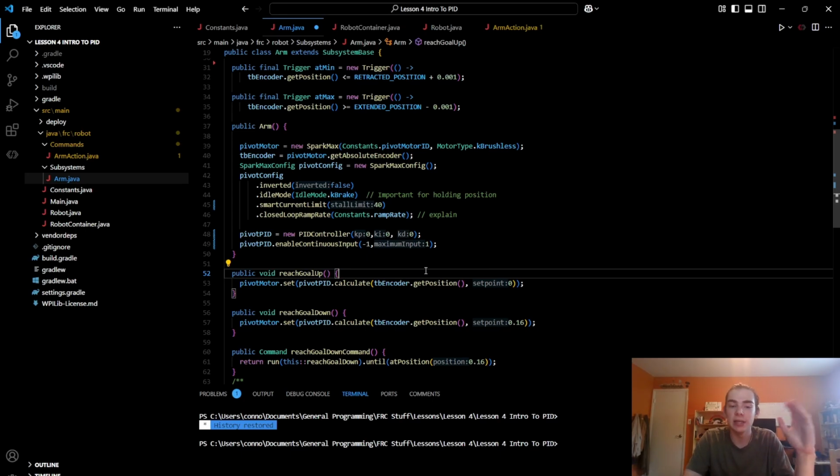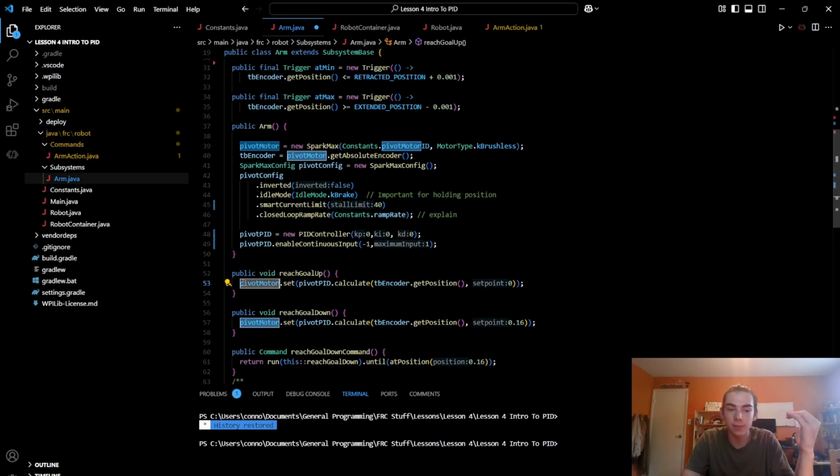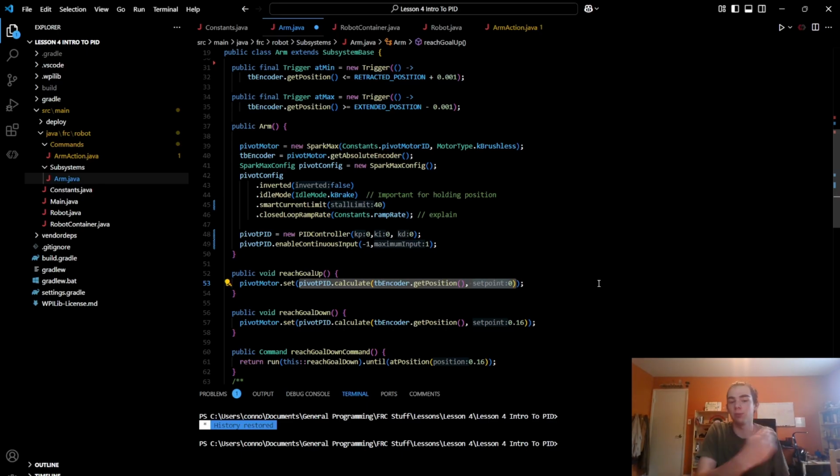So to reach the top part, right, we are going to take our motor and we are going to set it to a whole calculation, right? It's like our set methods from before where we say 50% power, 25% power with a 0.5 or a 0.25, except now we have a calculation. And the calculation is going to take in a couple things, right? So first they need the position, and then they need a goal, right? In this case, the set point that we are looking for is 0. We want the encoder to read 0, right?